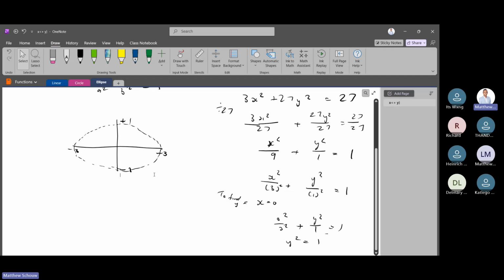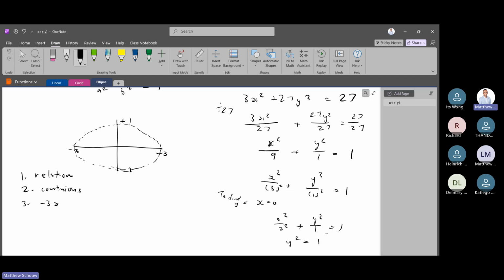Is this a function or relation? Let's start there. Relation. Exactly, the relation, right? We know that thing. Is it continuous or discontinuous? Continuous. Perfect. Yeah, that means you guys are geniuses. And then obviously our domain is the x values, and that'll be negative 3 less than or equal to x less than or equal to positive 3. It's a positive 3, sorry, colleagues. x is an element of the real numbers. And the range will obviously be negative 1 less than or equal to y less than or equal to 1.